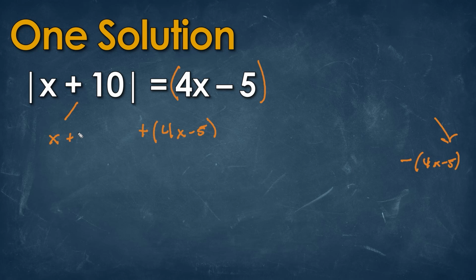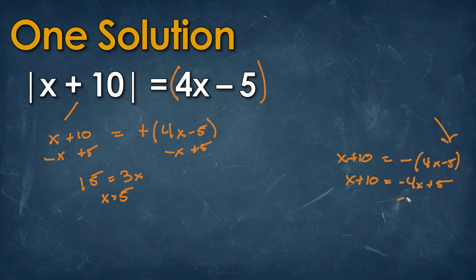We'd have x plus 10 is equal to this expression, and we'd have x plus 10 is equal to this expression. We can solve for this one by subtracting x on both sides. If we do that, then we'll have to add 5 on this side as well. So we'll get that 15 is equal to 3x, where we get that x is equal to 5. Now if we solve for this one, we're going to get x plus 10 is equal to negative 4x plus 5. I'm going to add 4x on both sides, and then we're going to subtract 10 on both sides as well. So we'll get that 5x is equal to negative 5. So x is equal to negative 1.